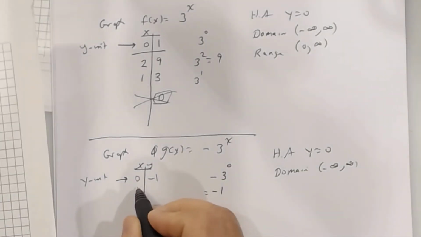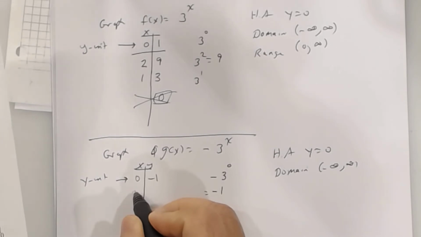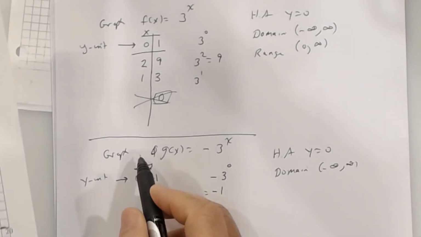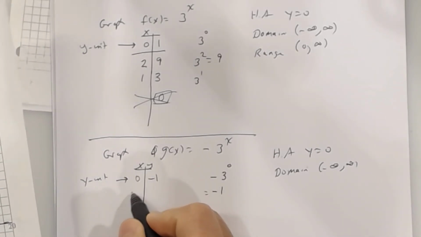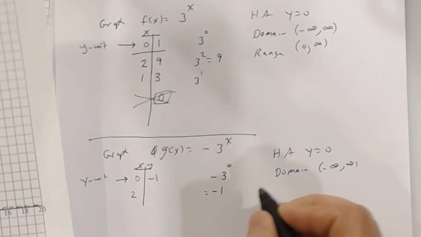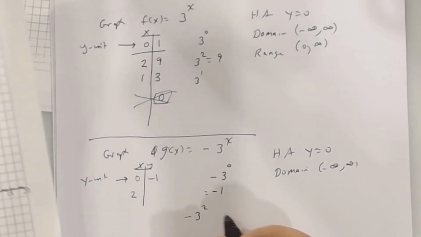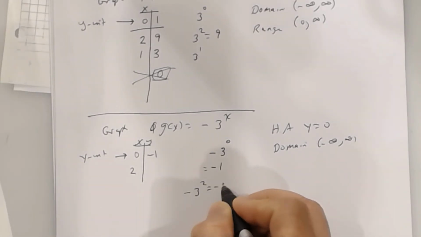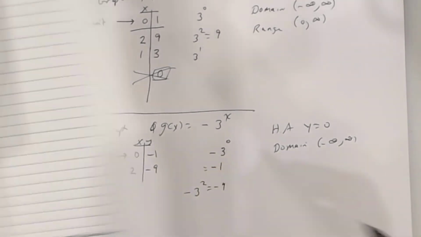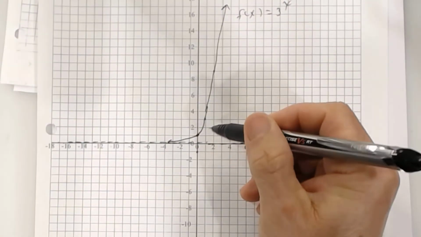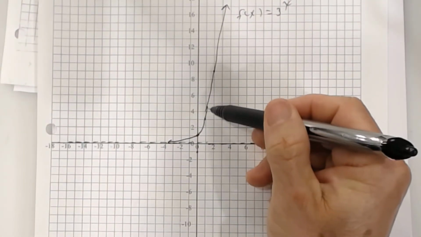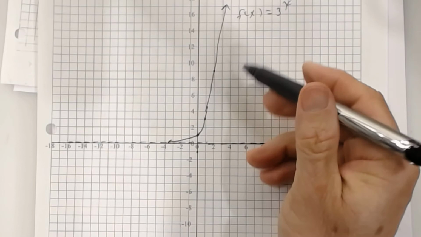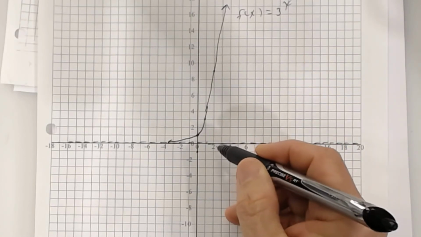So give me another value for x. You could use the same ones we had earlier. What do you want to use? 2. So if x is 2, I get negative 3 squared. But that's not positive 9, that's what? Negative 9. So I plot the point 2, negative 9. So look, guys, in the previous one, it was 2, 9. Now it's what? 2, negative 9.